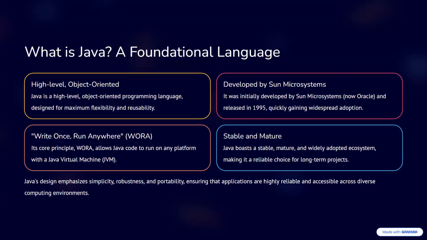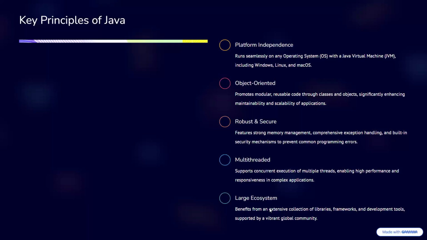It was developed by Sun Microsystems in the year 1995, which is now acquired by Oracle. Java boasts a stable, mature, and widely adopted ecosystem, making it a reliable choice for long-term projects. Clear? I hope this is clear, everyone. It has been there since 1995.